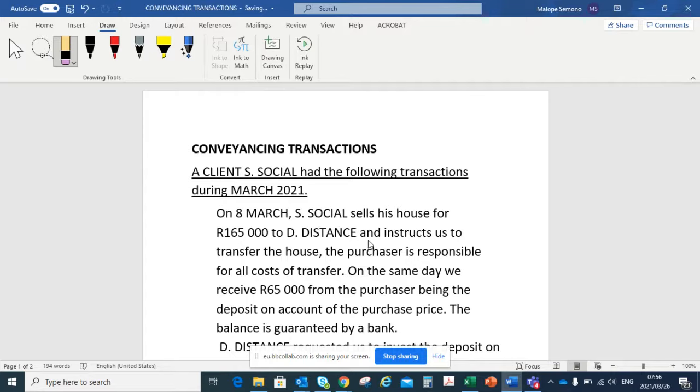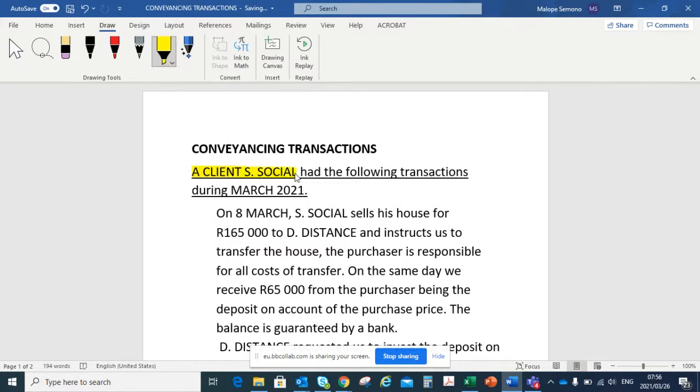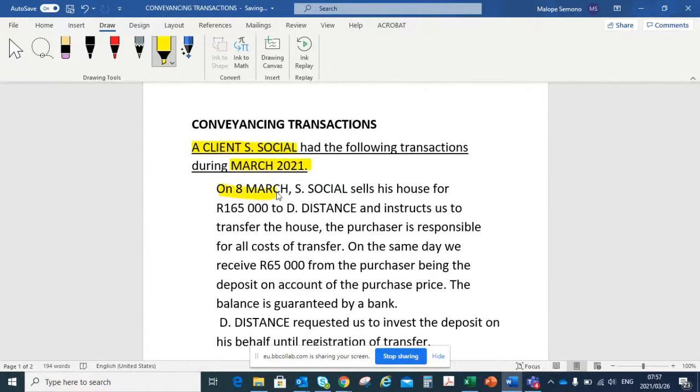Okay. Let's not waste time. So let's try to make sure that we analyze this transaction. Here we have a client by the name of S Social, and these are the transactions for S Social for the month of March 2021. On the 8th of March, S Social sold his house for 165 to D Distance. So S Social is our seller and D Distance is our buyer. D Distance, the buyer, instructed us to transfer the house. Can you see now? So we are going to transfer the house to D Distance.